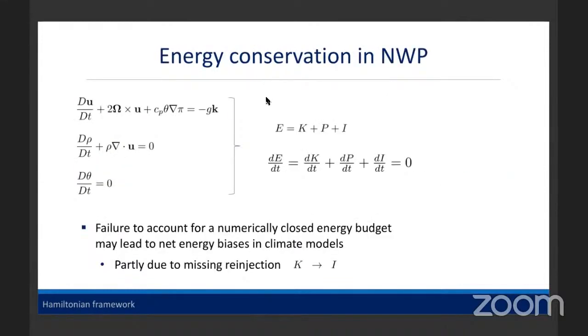Right, so we're interested in this parallel efficiency in our numerical weather prediction, but we'd also like to have energy conservation, in particular for our climate simulations. If you take a look at the underlying governing equations, like the compressible Euler equations with external pressure pi, you find that the energy balance is quite intricate. It's a balance of the rates of change of kinetic energy, potential energy, and internal energy, and all of this needs to add up to zero, which is quite complicated. If you don't do it right, that can lead to net energy biases in climate models. That's often due to a missing reinjection of kinetic energy into internal energy.